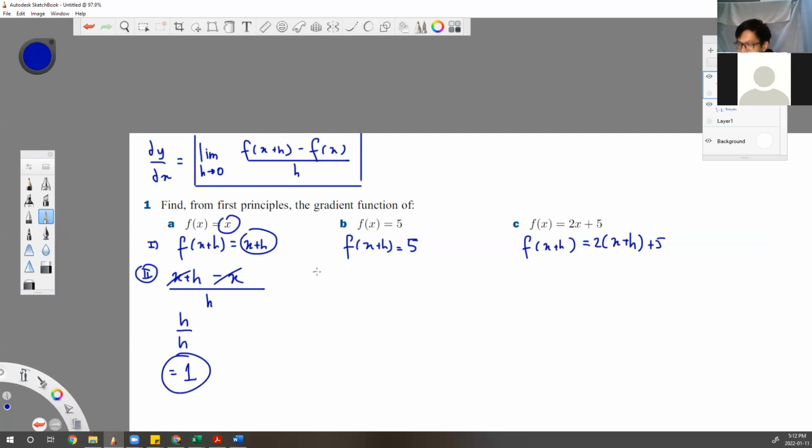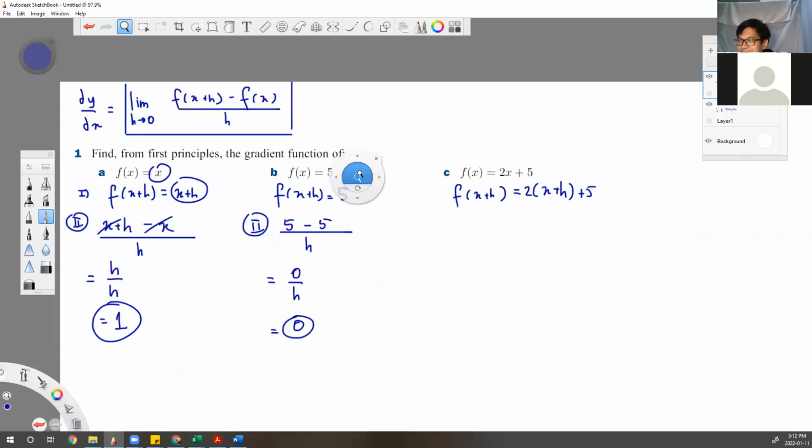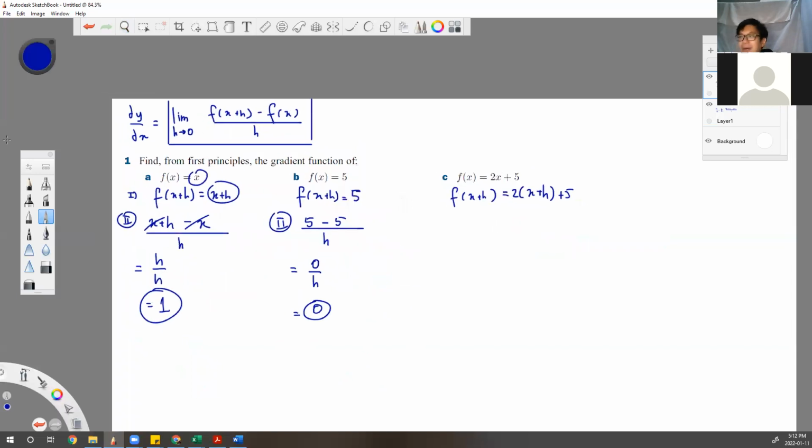Okay. Number 3, part B. Again, what is f(x plus h)? So you have to substitute this. 5 minus 5 itself over h. We don't know h. So the answer is equal to 0 over h. What is 0 over anything? 0 itself. See? It's quite simple. If you just focus on how to substitute the formula from the question. I mean, wait, what happened? There you go.